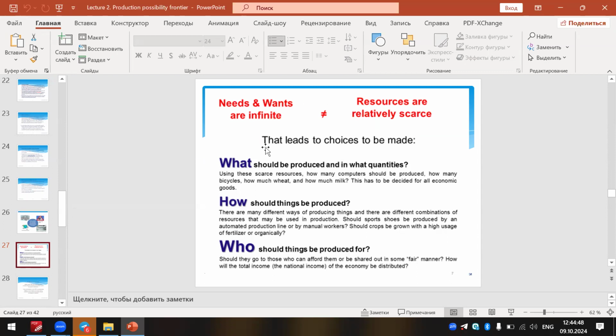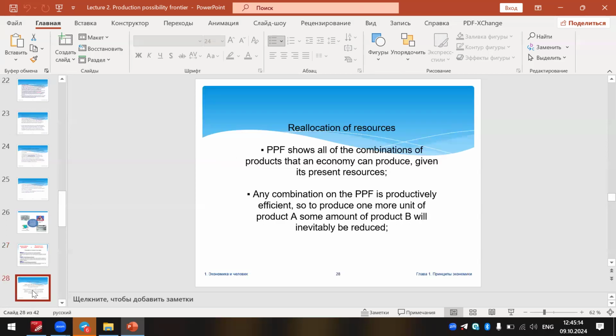And then it means that what should be produced in what quantities, and using these scarce resources, how many computers should be produced, how many bicycles, I told you, and how to produce. How should it be produced, yeah? In different ways of producing things. There are different combinations of resources. And for whom should the things be produced, and for what segment. This is a real question to our producers. And always, in the market, supply and demand will always play the distinguished role.